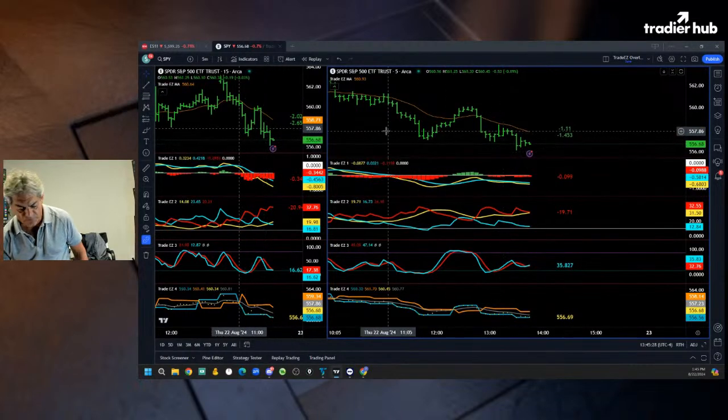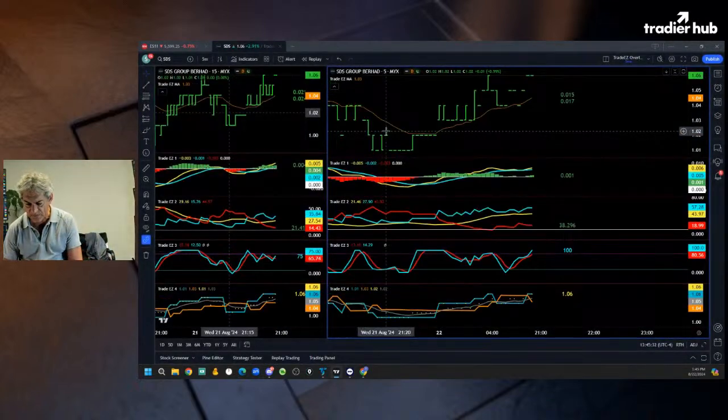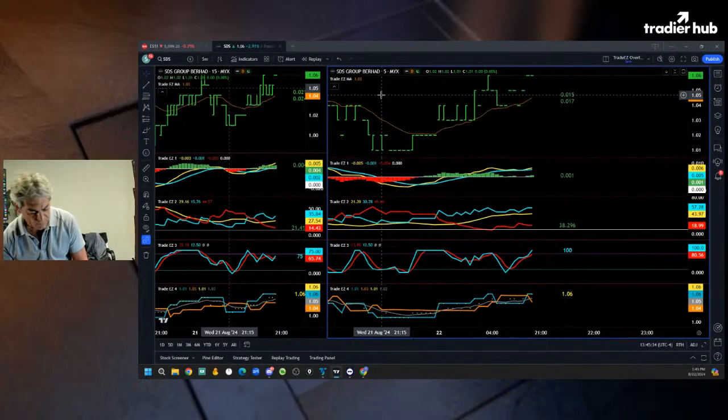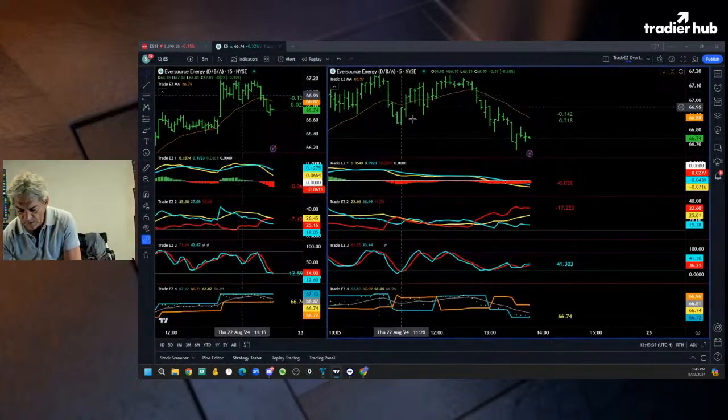Now I'm going to try this symbol here. Does anybody know the symbol for the SDS? I don't know. I can't get it. For some reason, maybe Billy can help me here on why that's not working.